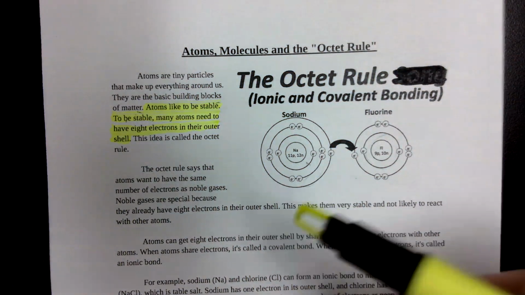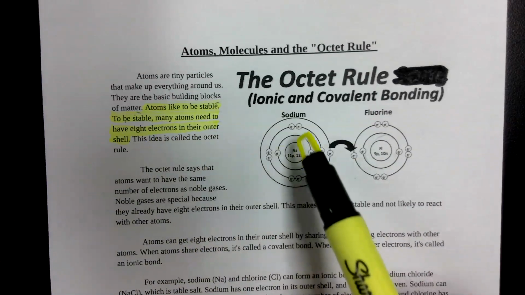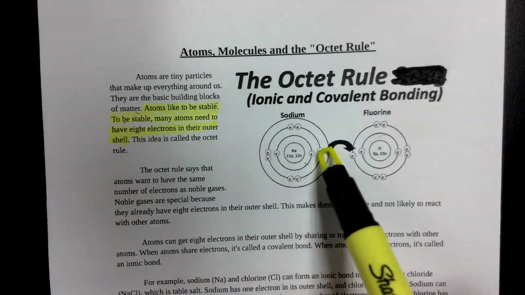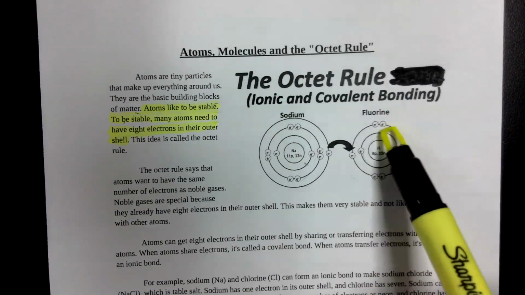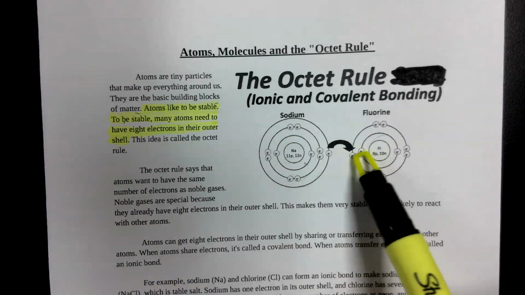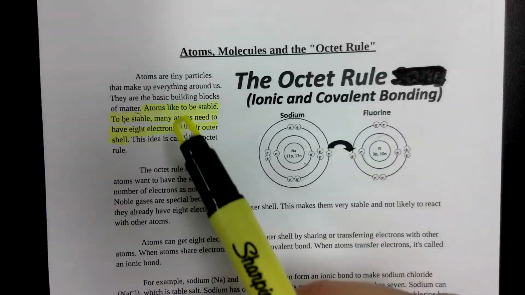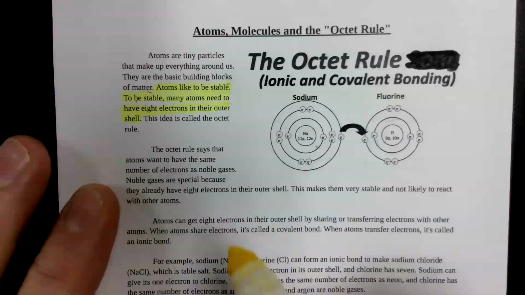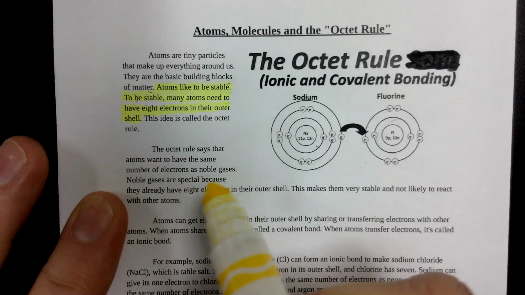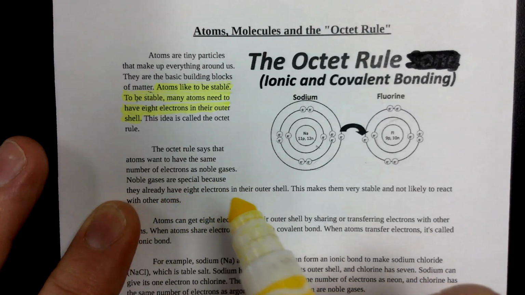This is like chemistry 101. And we call this need to have 8 electrons in their outer ring. Notice 1, 2, 3, 4, 5, 6, 7, 8. Or right here, 1, 2, 3, 4, 5, 6, 7. It's sharing one here. Now it has 8. Okay. We call this the octet rule. All right. The octet rule says this: that atoms want to have the same number of electrons as noble gases. And noble gases are special because they already have 8 electrons in their outer shell.